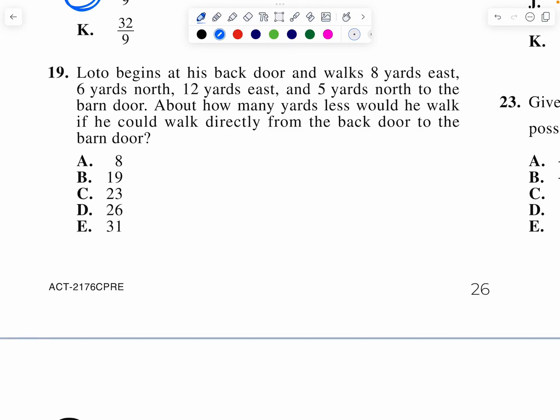Question number 19 with Lotto, we're going to have to use Pythagorean theorem. So this is going back to geometry stuff. So we're going to draw this out. As we read this, we're going to draw a diagram to help us visualize this.